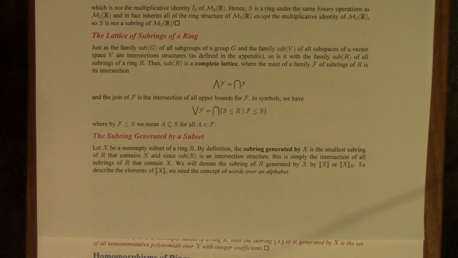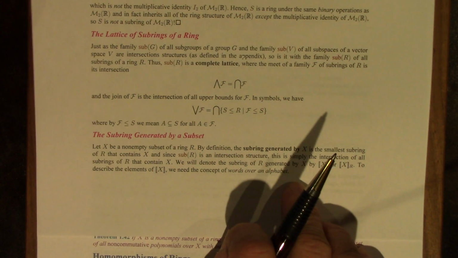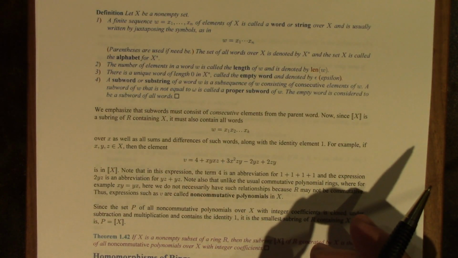Now, again, as in the case of vector spaces and groups, this is an existence discussion. We know this subring generated by the subset exists. But we'd like to know what the elements look like. We did that for vector spaces. They're linear combinations of elements of X. We did it for groups. And to do it for rings, we need the concept of words over an alphabet. So let's review that.